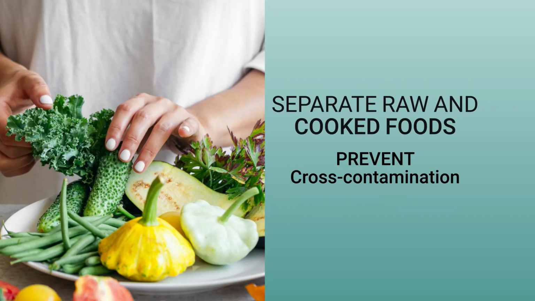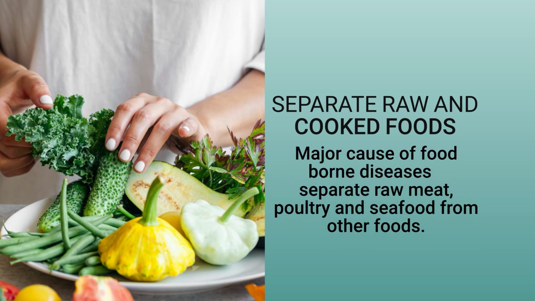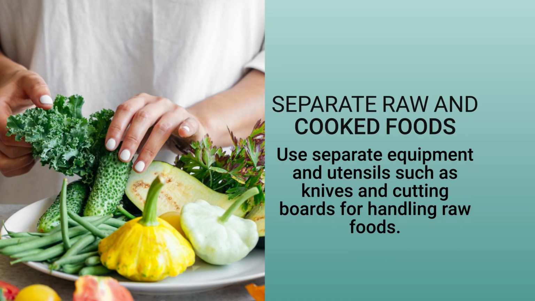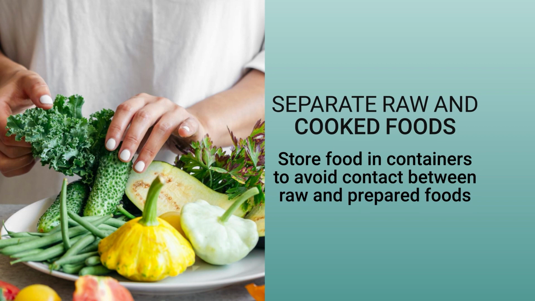Second is prevent cross contamination. This is a major cause of foodborne diseases, and particularly it happens from the raw materials to the final product. So you separate raw meat, poultry, and seafood from other foods, and processed and raw materials should be separate. Use separate equipment and utensils such as knives and cutting boards for handling raw foods. Store food in containers to avoid contact between the raw and prepared foods.